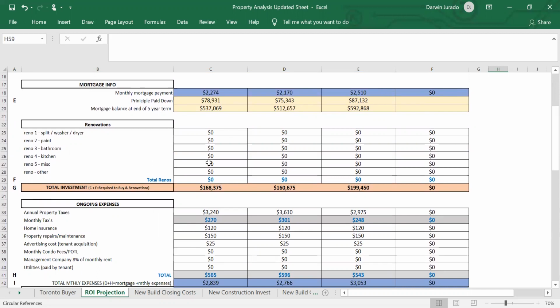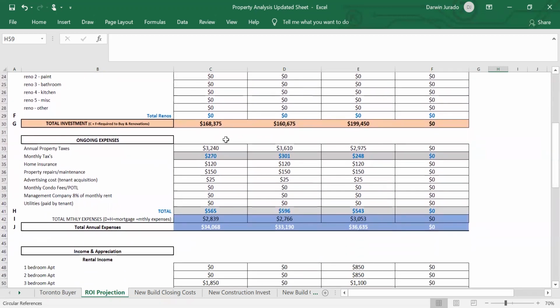The basic mortgage information, but then we get into this stuff here, renovation, and we start to input. If we're comparing properties, some of them may need a little more work, so we can input and select the different types of renovation. So that becomes a part of that initial investment here. The ongoing expenses on the property: property taxes, home insurance, property repairs, advertising costs, condo fees if they apply, or pothole fees if they apply, management company costs if they apply, utilities if they apply. So whatever applies, we would simply input that in here and then get the total monthly expenses on the property. And of course, we see that annualized there as well.